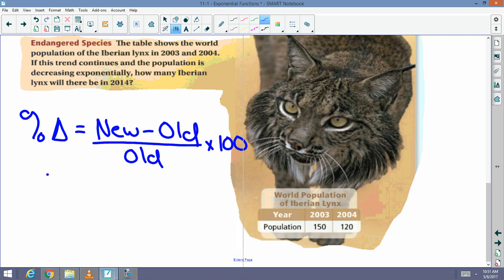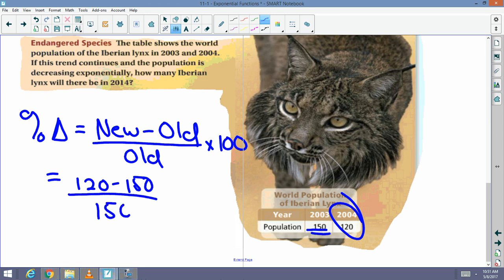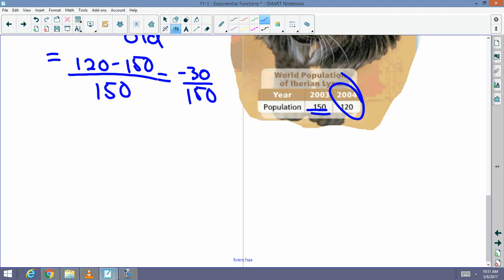So, we have my new amount is 120 minus my old amount of 150 divided by my old amount of 150. That gives me negative 30 over 150. So that's going to be 20%, right? Yeah. So that's a negative 20%, but remember, you can't have a negative. That just lets you know that it's a decrease. So this is a 20% decrease.